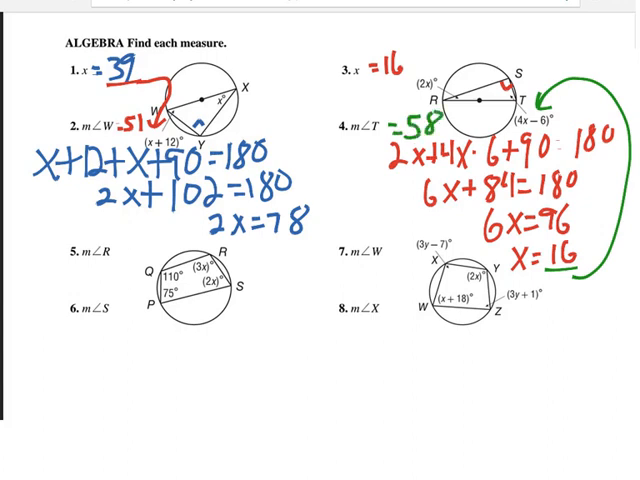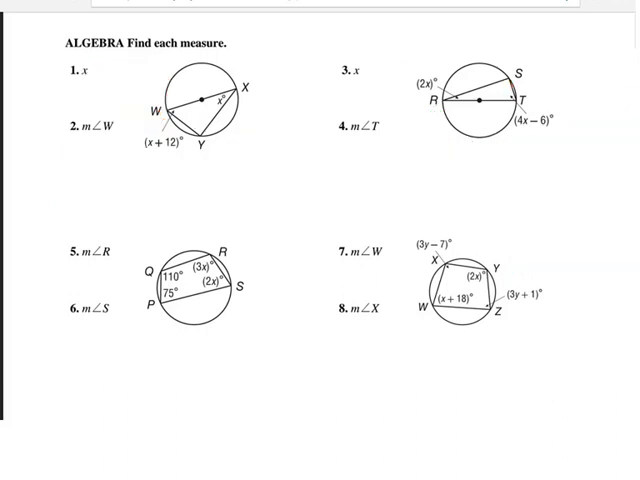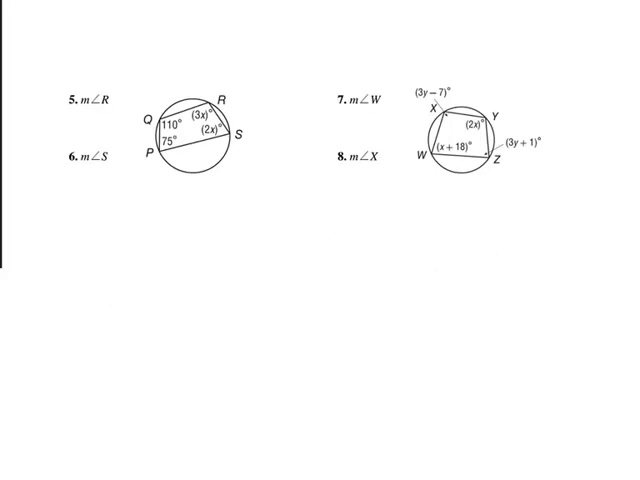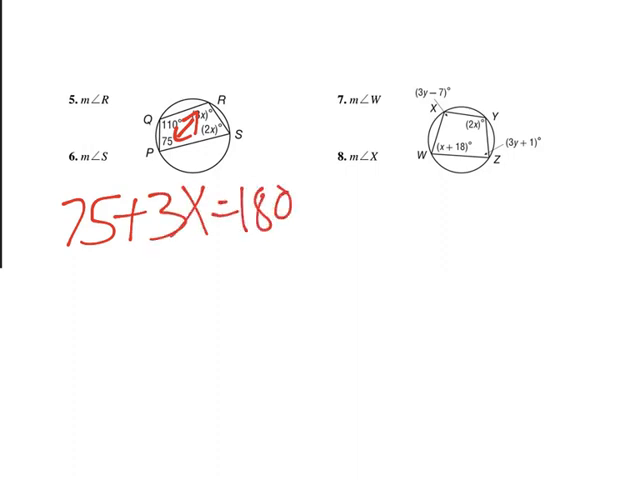So let's look here at the bottom. Here at the bottom, I've got two four-sided shapes, which means the opposite angles have to add up to 180. So 75 plus 3x has to be 180. Subtract the 75, so do 180 minus 75. You get 105, so 3x equals 105. Divide by 3, and you're going to get that x is 35.